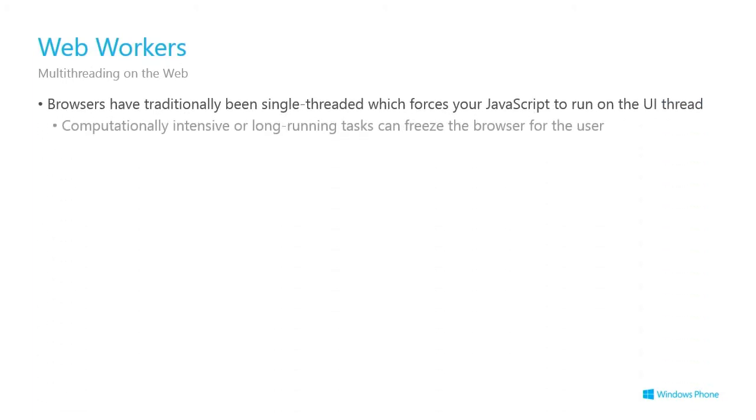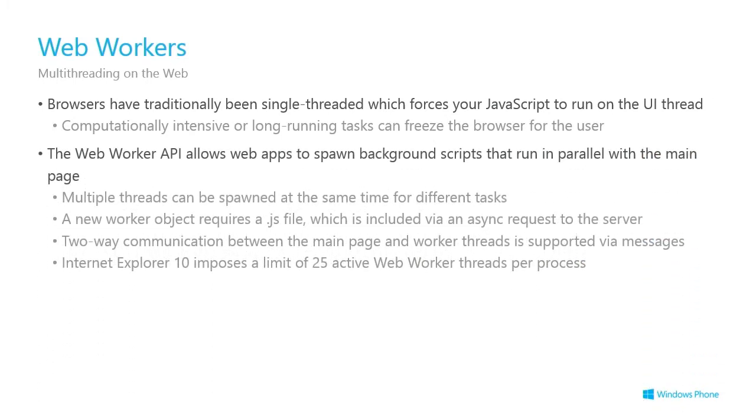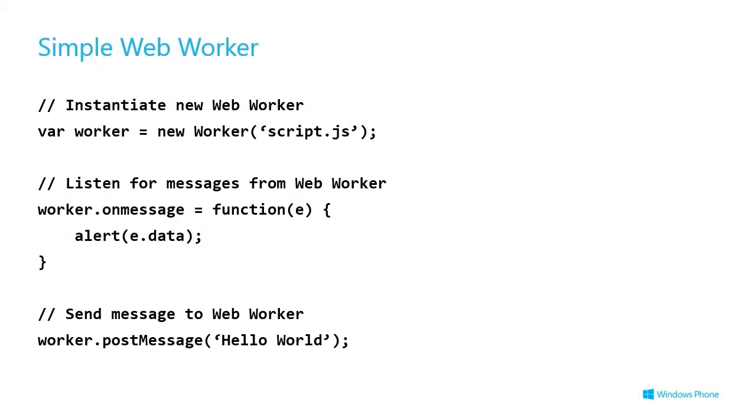Web workers. Every web page ever built has been single-threaded. If you have something going on too long, you sit there and wait. It looks like your browser froze. Web Worker API allows you to spawn different JavaScript files as separate threads asynchronously. And then you can have two-way asynchronous communication between the background thread and the main user interface. And so IE10 is going to let you have 25 active threads there.